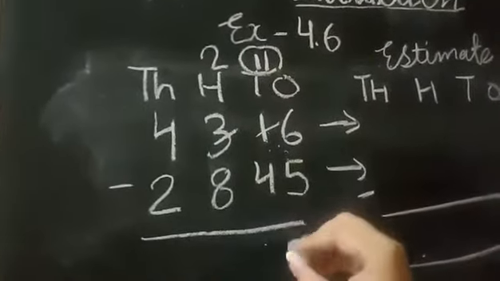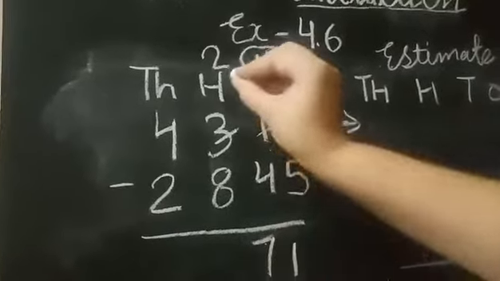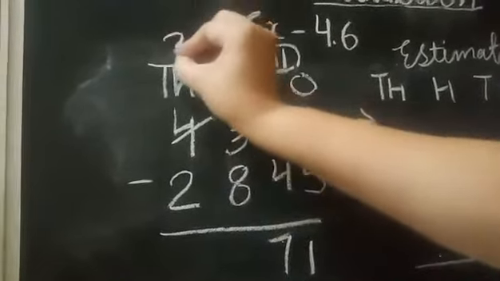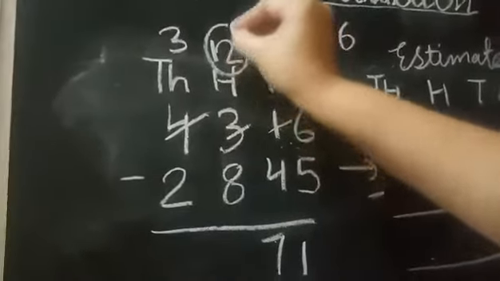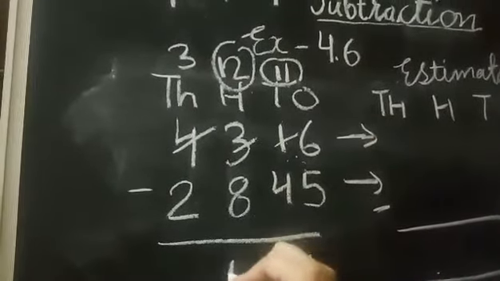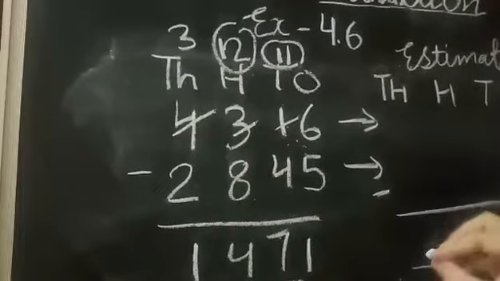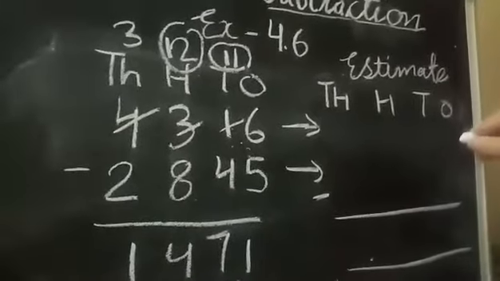11 minus 4 is 7. 2 minus 8 is not possible. We will take 1 from here. It becomes 3, and this becomes 12. 12 minus 8 is 4. Here 3 minus 2 is 1. Now we have to estimate the value nearest to 10.